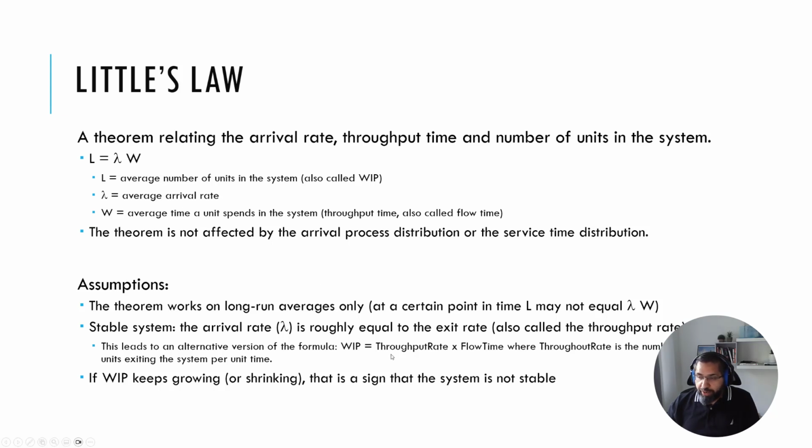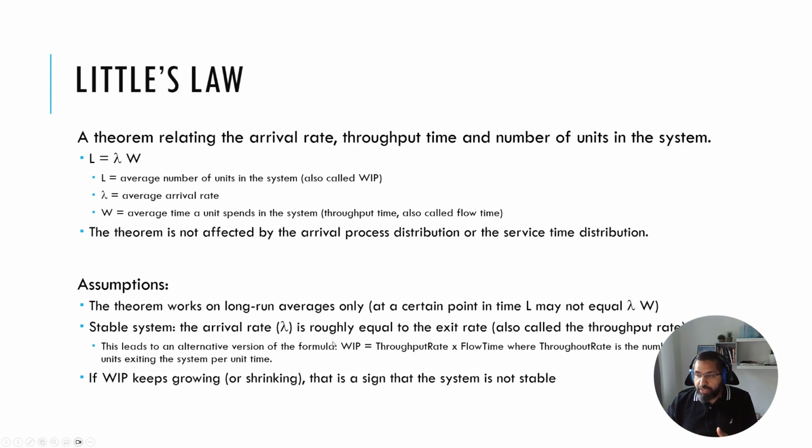And then the arrival rate, because it's approximately equal to the exit rate, we can plug in the exit rate. Exit rate is also called the throughput rate. That's the output rate, the rate at which a process outputs things. So we can replace lambda by the throughput rate or the exit rate of the system, and we can multiply it by the time spent in the system, which is also called flow time in this alternative specification. So it's exactly the same thing. WIP is your L, throughput rate equals lambda in steady state on average, and flow time is by definition the same as throughput time, the same as W.